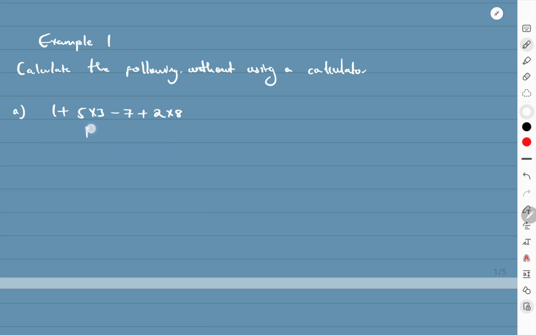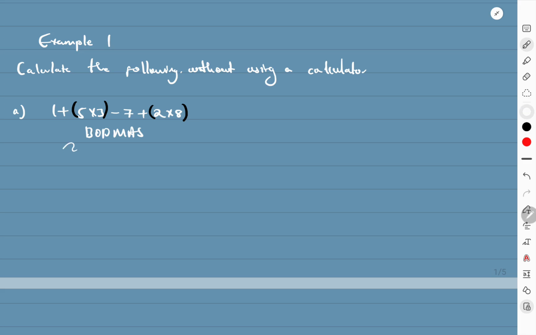But then we have to remember what is called BODMAS, meaning we have to know which operation we are supposed to prioritize in our example here. Now with our BODMAS, we are going to see that this particular times we have to prioritize first, and this particular multiplication as well. Then after we can follow with addition and subtraction.